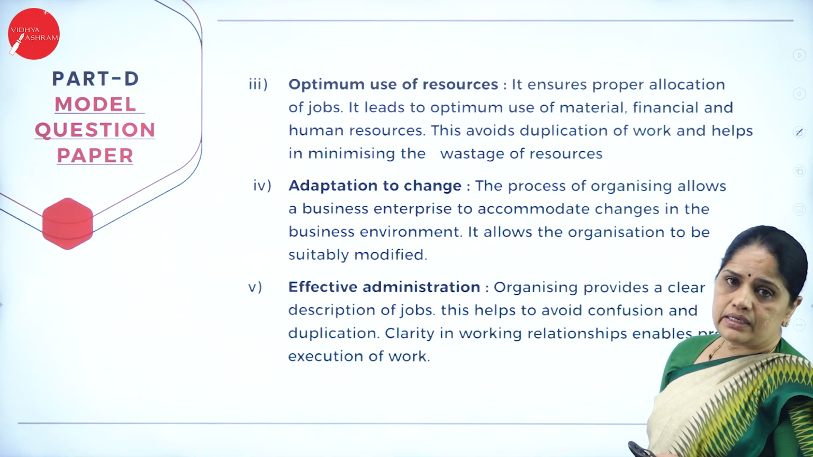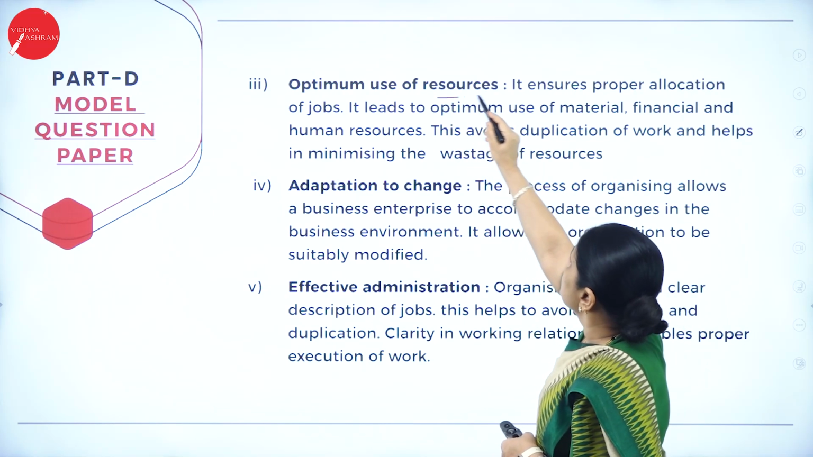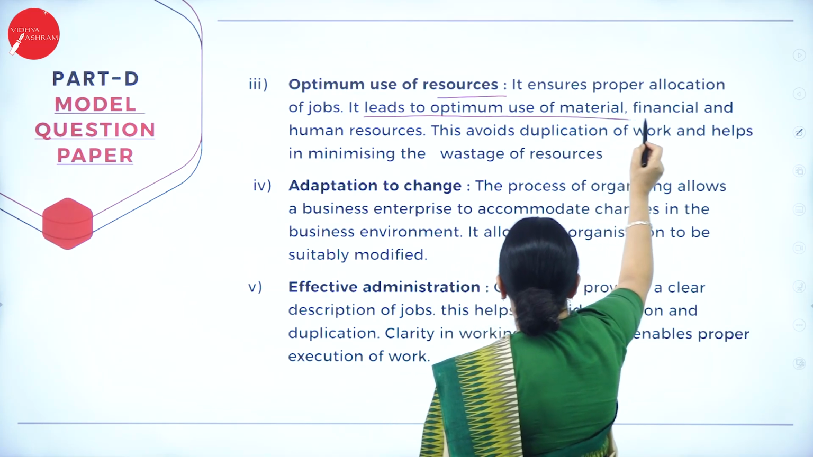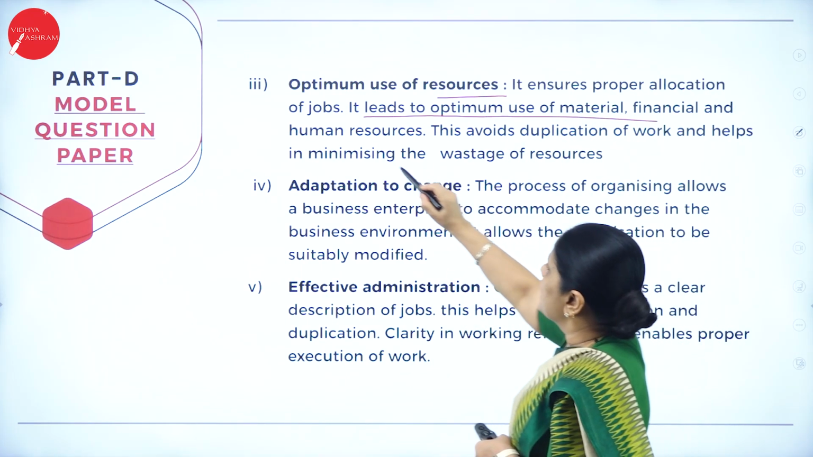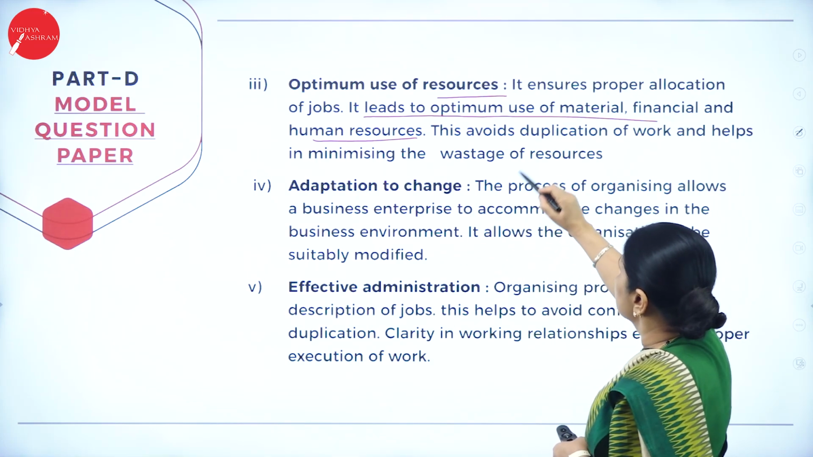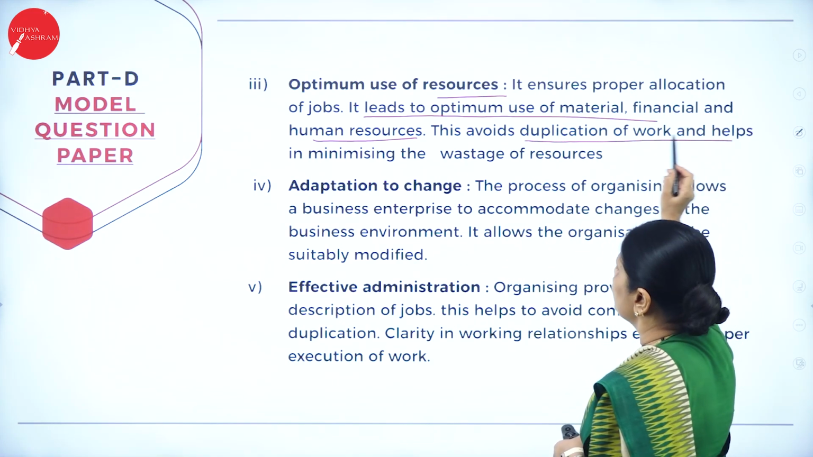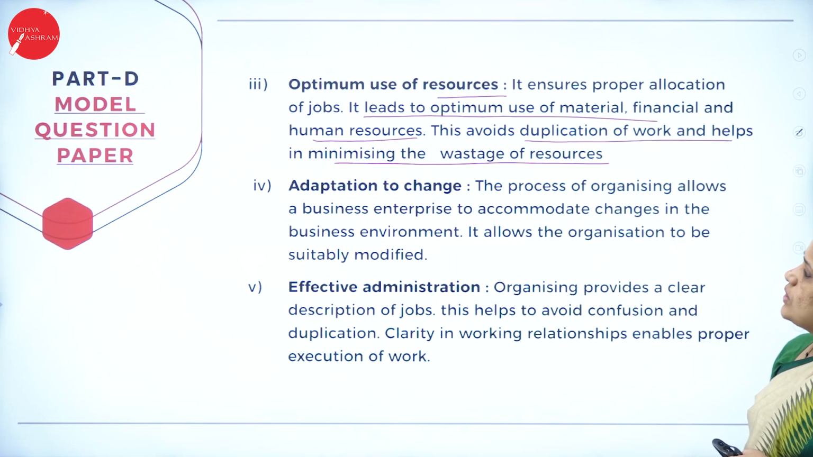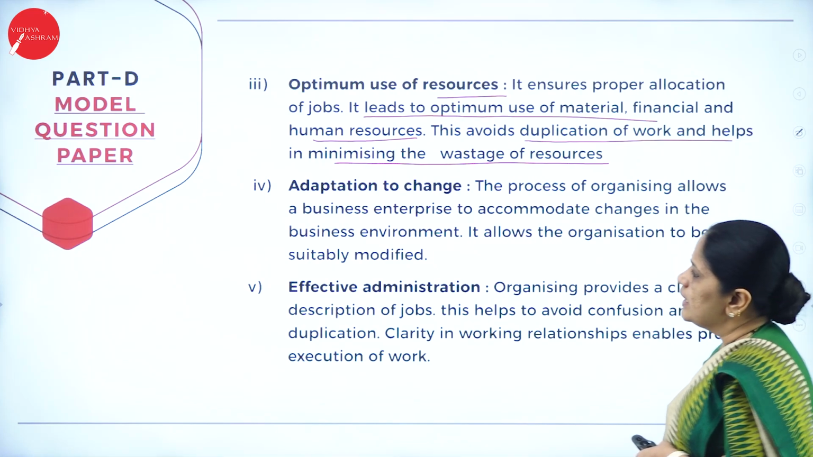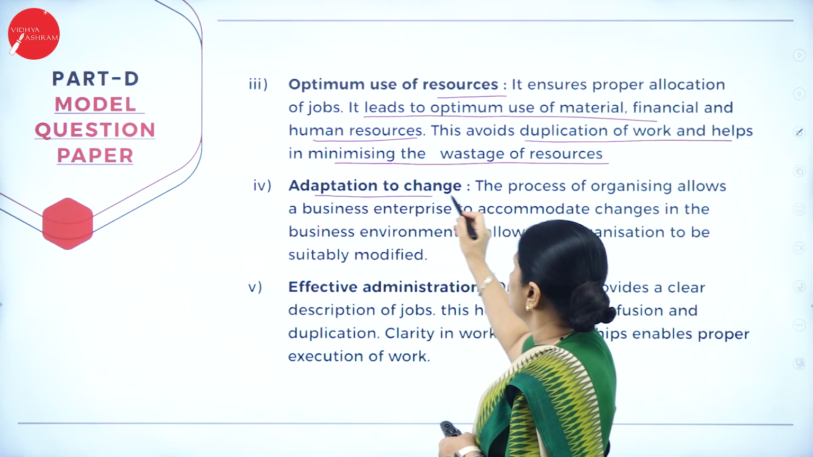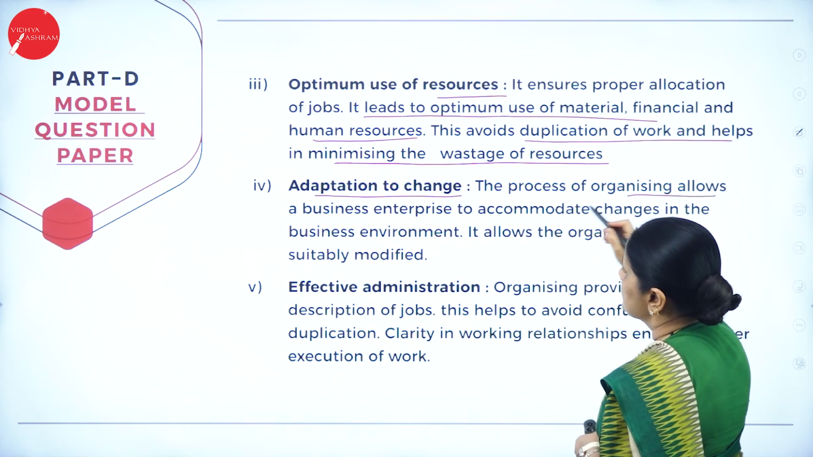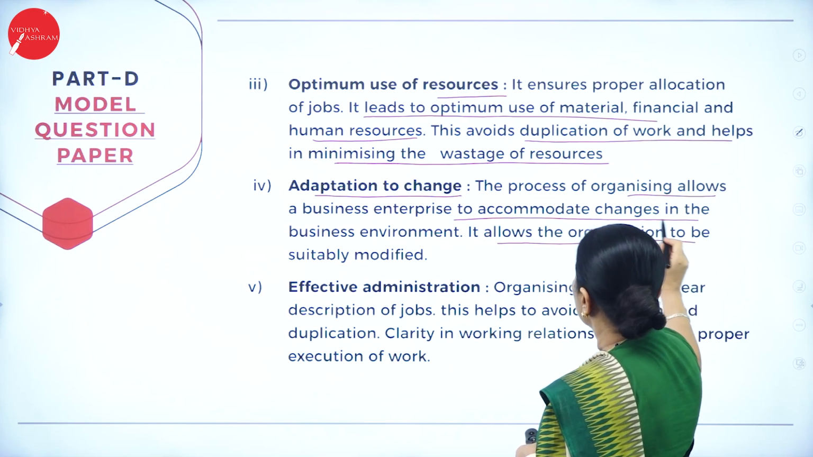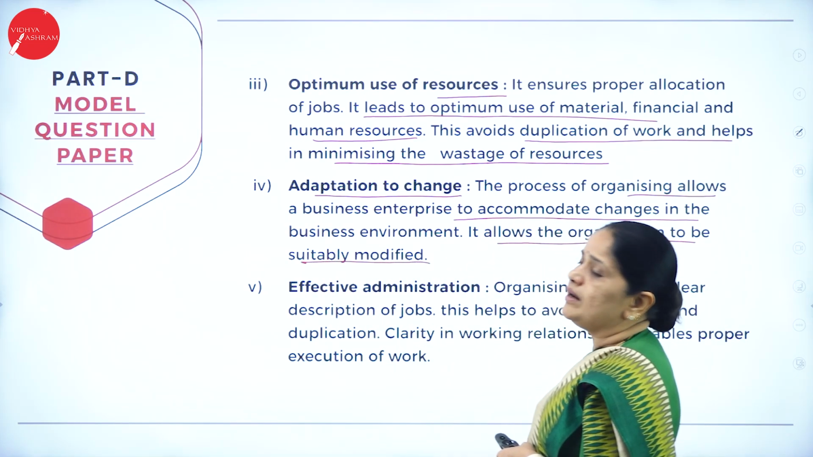Then, third one is optimum use of resources. It ensures proper allocation of jobs. It leads to optimum use of material, financial, and human resources. This avoids duplication of work and helps in minimizing the wastage of the resources. So, optimum use of resources. Next one is adaptation to change. The process of organizing allows the business enterprise to accommodate changes in the business environment. It allows the organization to be suitably modified.